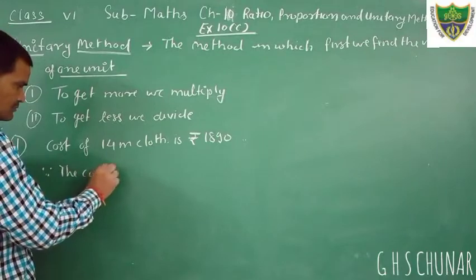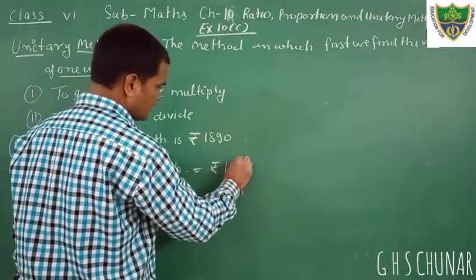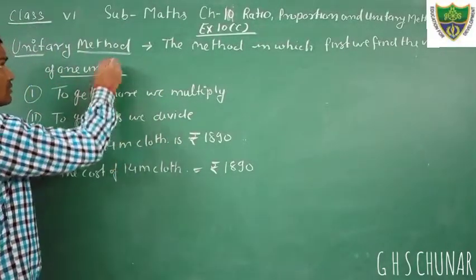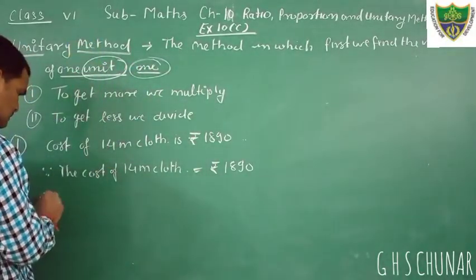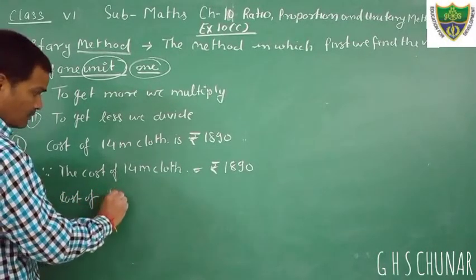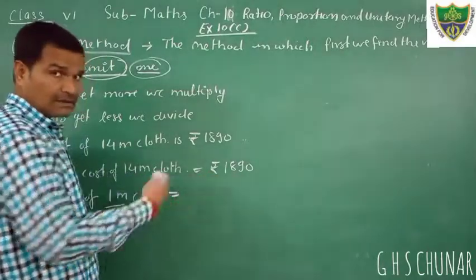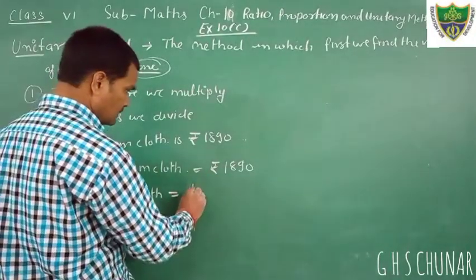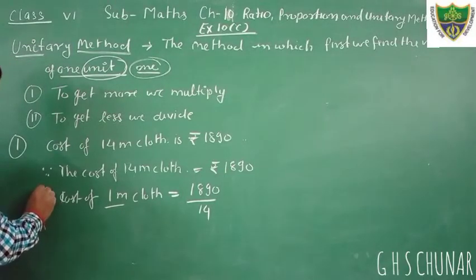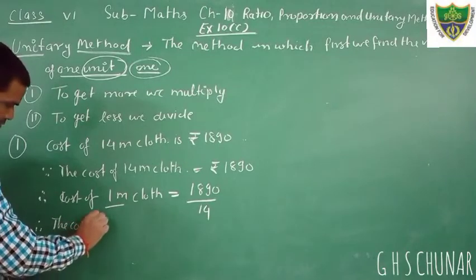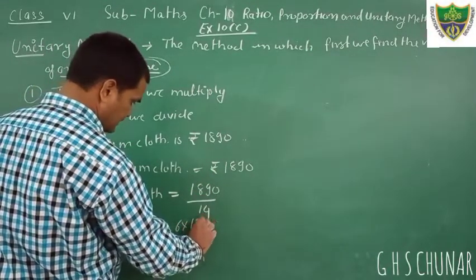Here, the cost of 40 meter cloth is equal to ₹1,890. To find the unit, first we find the value of one. What is the cost of 1 meter cloth? Here, 1 meter will be less, because the cost of 40 meter cloth is this, so the cost of 1 meter will be less. So we will divide: 1890 upon 40. Now for the cost of 6 meter cloth, we will multiply 6 into 1890 upon 40.